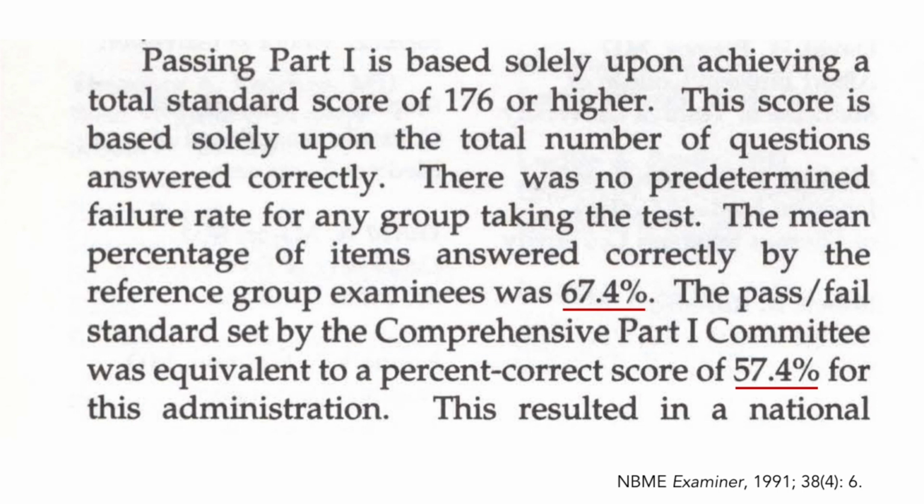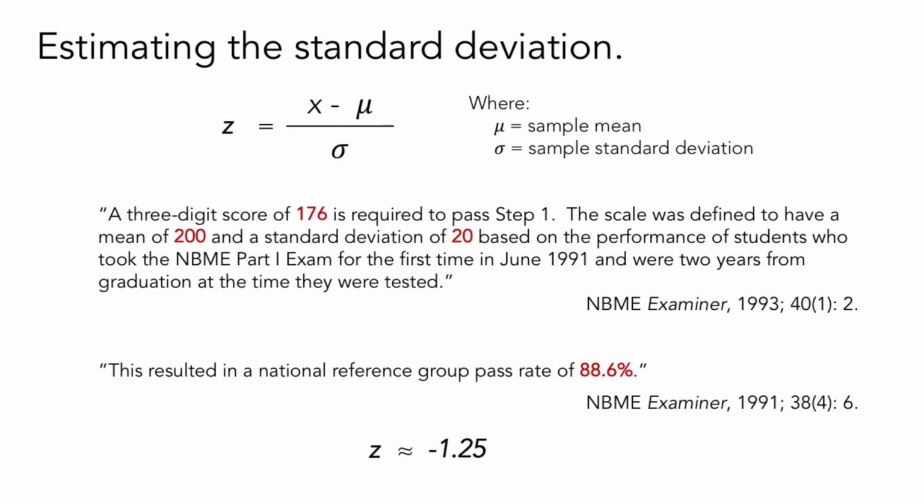So now we only need one more piece of information in order to do all the back calculations that I had on the previous slide, and that's the standard deviation, which was not published, but we can still estimate with a high degree of confidence what it is. We can do that because we know that a 3-digit score of 176 was required to pass Step 1, and the scale has a mean of 200 and a standard deviation of 20. So if we go down to a score of 176, we know that we're 1.25 standard deviation units below the mean. That would give us a z-score of minus 1.25.